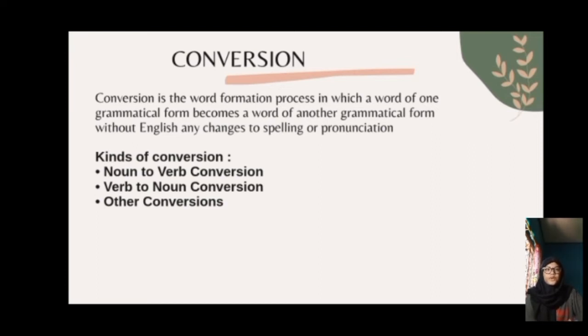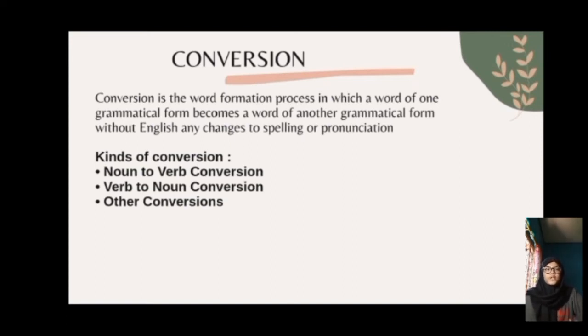Second, verb to noun conversion. Verb to noun conversion is another productive form of conversion in English. The following list provides examples of nouns converted from verbs: to alert, alert, to attack, attack, to call, call. For example, the guard alerted the general to the attack. Alerted in this sentence is a verb and attack in this sentence is a noun.